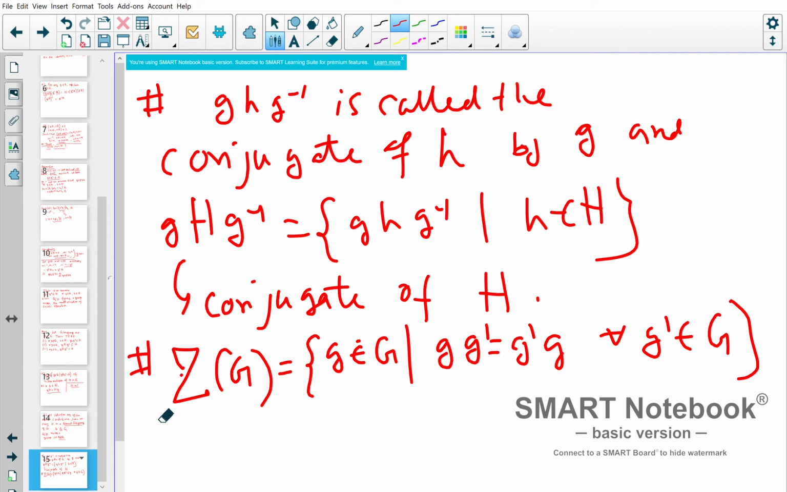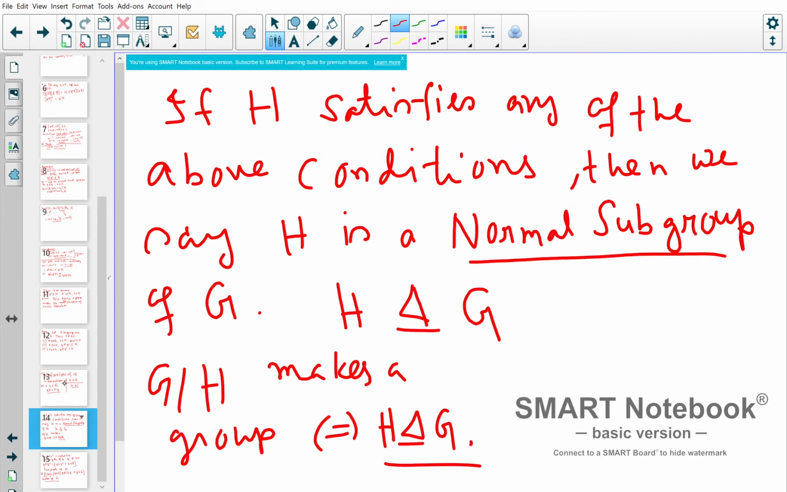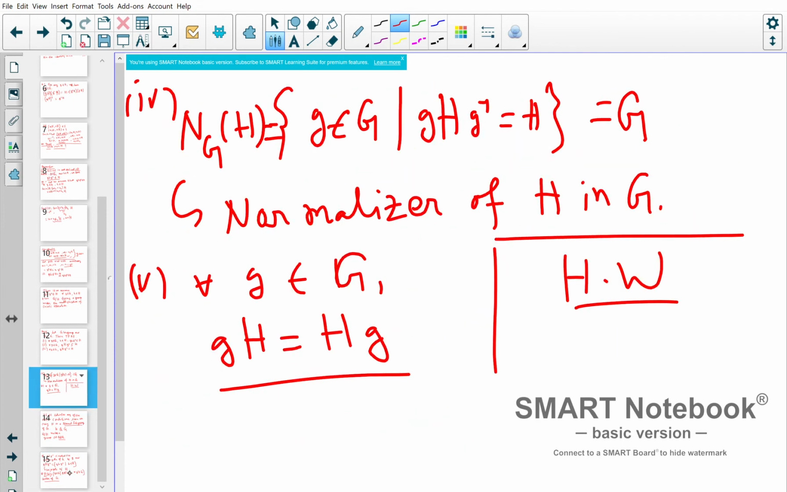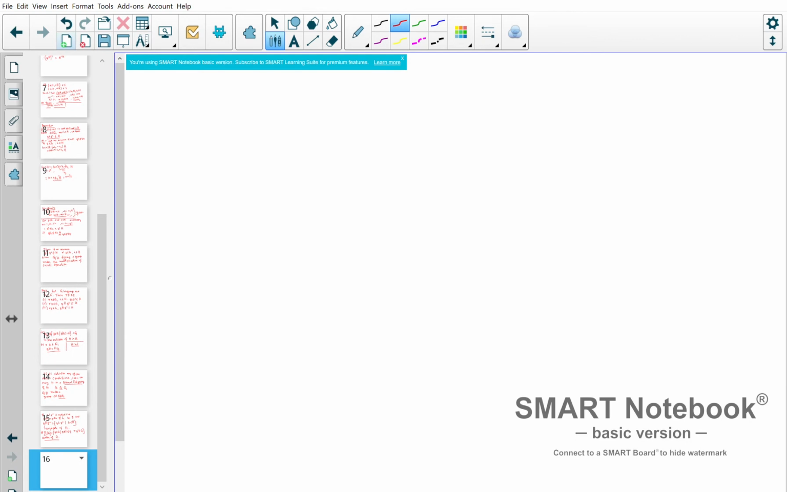Clear? So this is called the center of G, and this definition will play a role in the near future. You will show that. Okay. So we learned the normalizer. What is the meaning of the normalizer actually? I defined the normalizer right here. See, you can ask about one property.